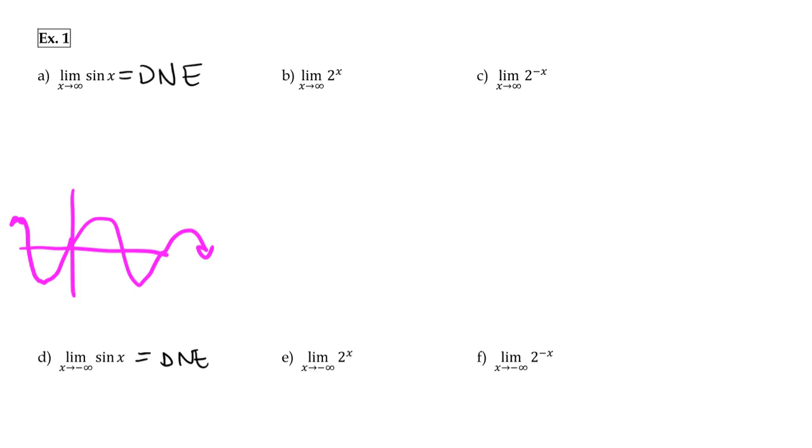Okay, do you guys remember the next graph, 2 to the x? This is exponential growth. So what happens as we go to the right forever? That's what this infinity means. We're getting bigger and bigger and bigger to the right. As I go to the right, the function also goes up forever, giving us infinity as an answer.